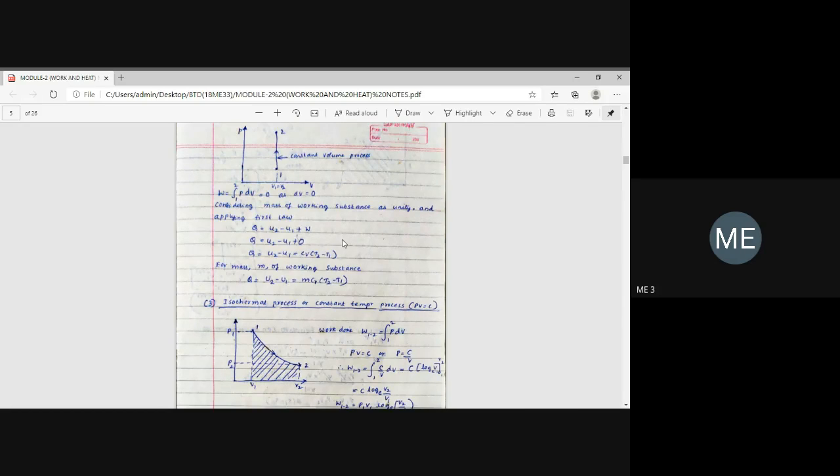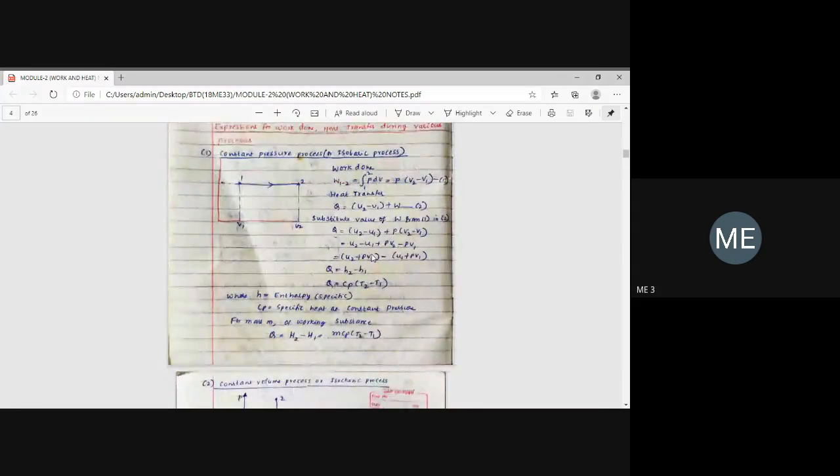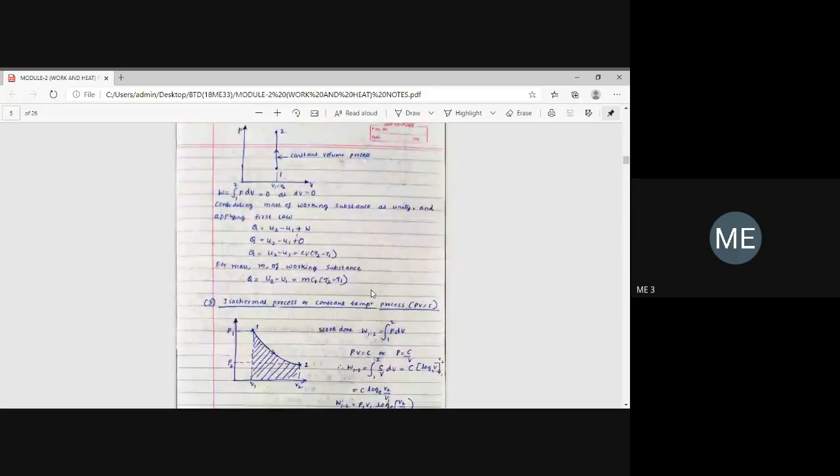According to Joule's law, internal energy is always a function of temperature only. Keep in mind, it does not depend upon any other parameters like pressure or volume. Internal energy is always a function of temperature, and it is given by Cv into T2 minus T1. So heat transfer during a constant pressure process is Cp into T2 minus T1, whereas heat transfer during a constant volume process is Cv into T2 minus T1. Remember, this is the heat transfer. Anyhow, we derived that the expression for work done is 0, and for heat transfer, remember Cv into T2 minus T1.